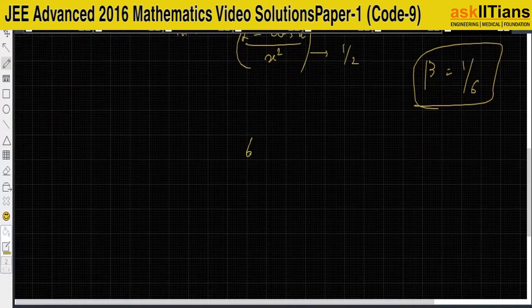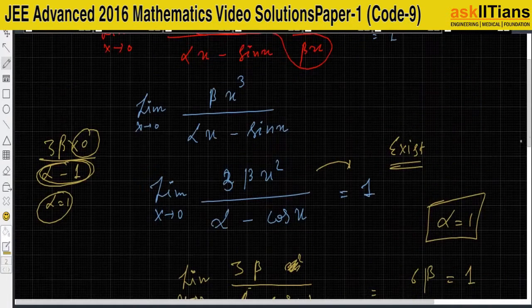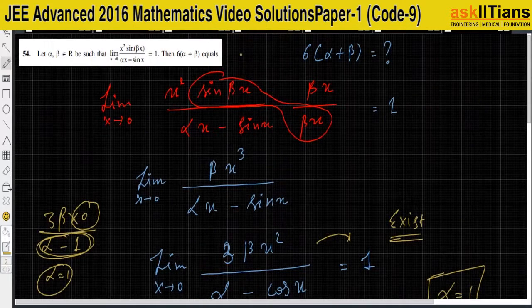We need to find out the value of 6 times alpha plus beta. So that's 6 times 1 plus 1 by 6. This will come out to be 6 plus 1. So 7 will be the answer. So very easy question from limits. Answer is 7. Answer for this question is 7.